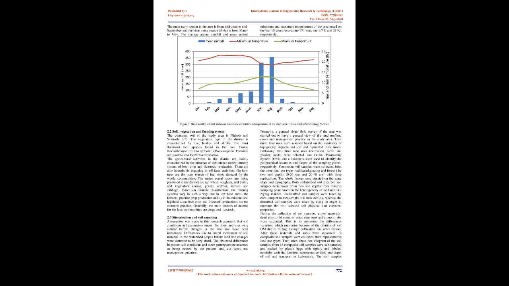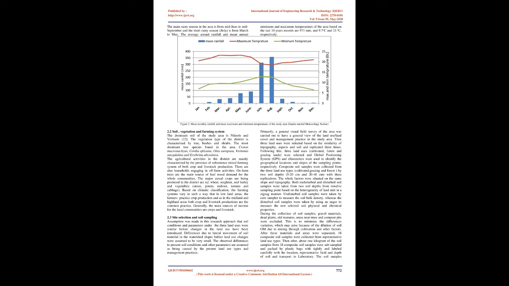2.2 Soil, vegetation, and farming system. The dominant soil of the study area is nitisols and vertisols [22]. The vegetation type of the district is characterized by trees, bushes, and shrubs. The most dominant tree species found in the area are Croton macrostachyus, Cordia africana, Olea europaea, Vernonia amygdalina, and Erythrina abyssinica.